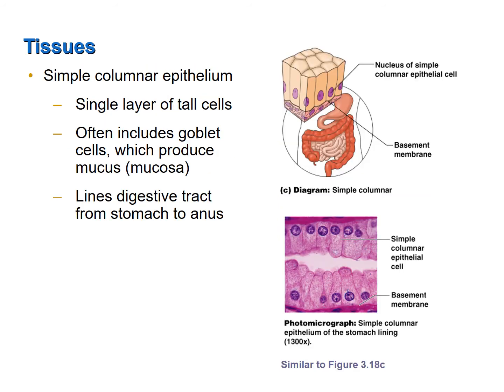Simple columnar epithelium consists of a single layer of tall column-shaped cells. This type of tissue often includes goblet cells which produce mucus. The mucous membrane of the digestive tract includes many goblet cells, and the digestive tract, at least from the stomach to the anus, consists of simple columnar epithelium. So the lining of the stomach, the small intestine, as well as the large intestine consists of simple columnar epithelium.